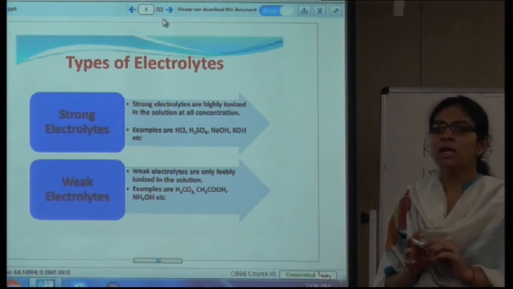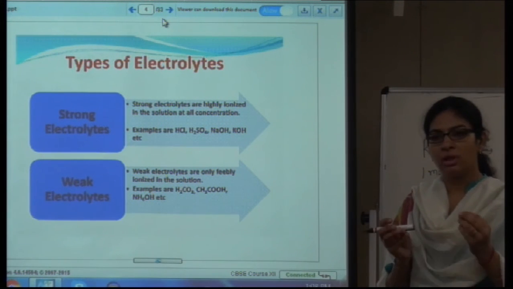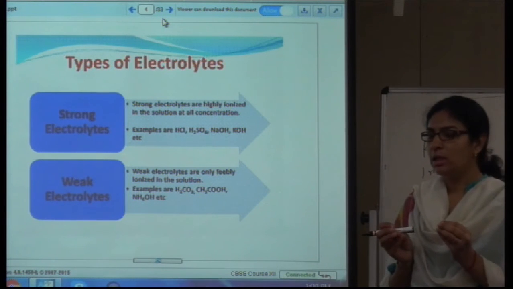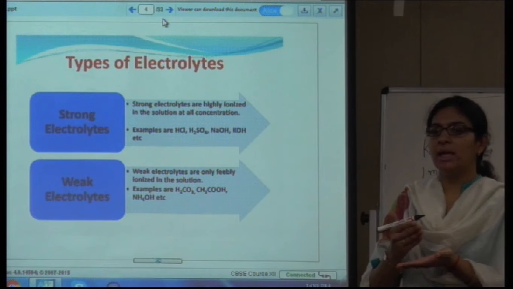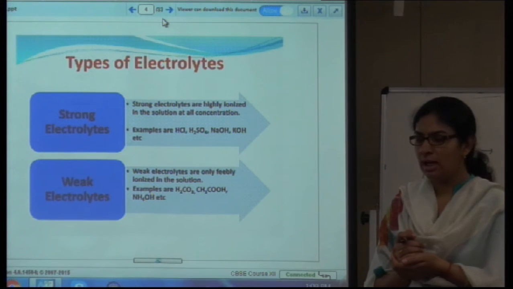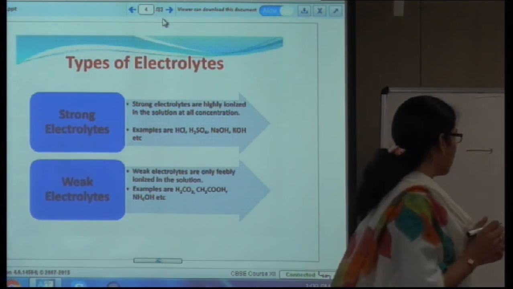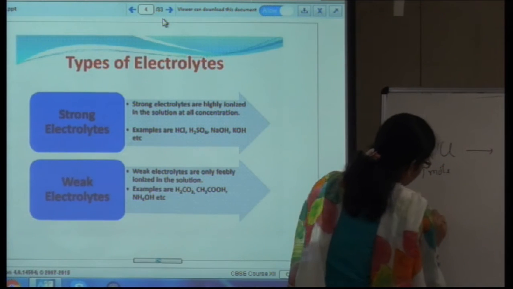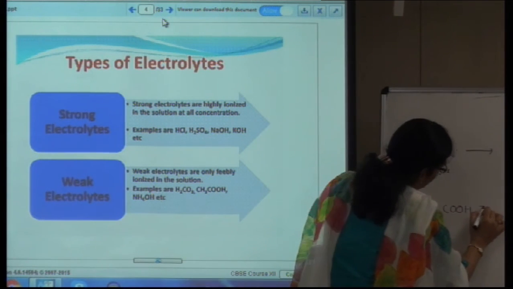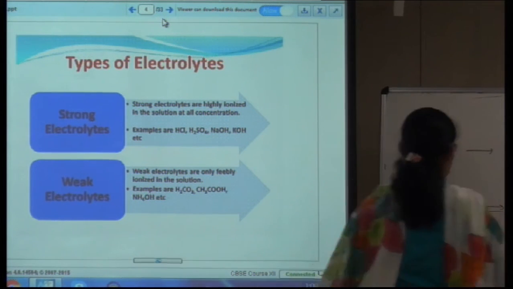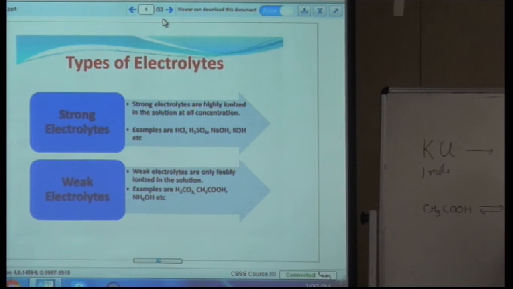And then we have weak electrolytes. Weak electrolytes also decompose to give you cation and anion only, but they are not dissociated completely at all concentrations, right? So for example you can take acetic acid, all your organic acids. So here I put the sign of equilibrium. So I have CH3COO negative plus H plus ions.